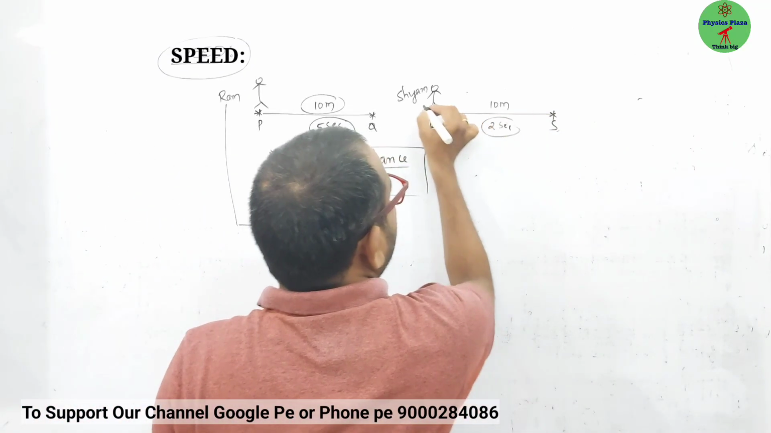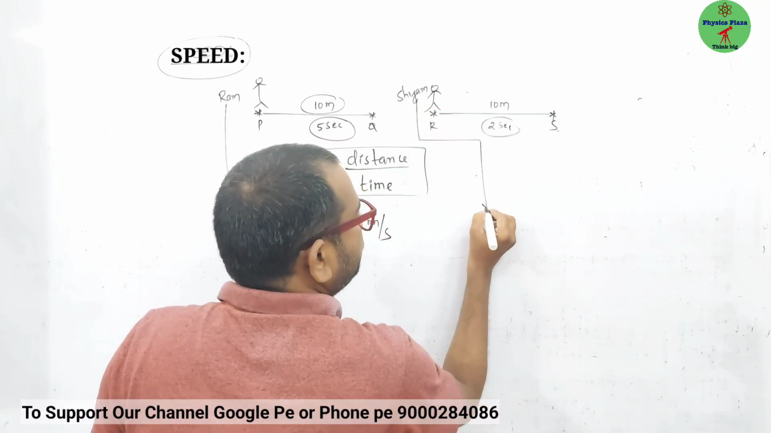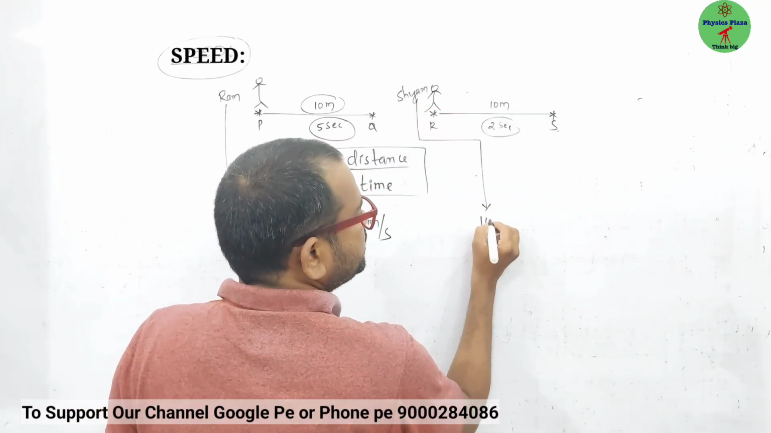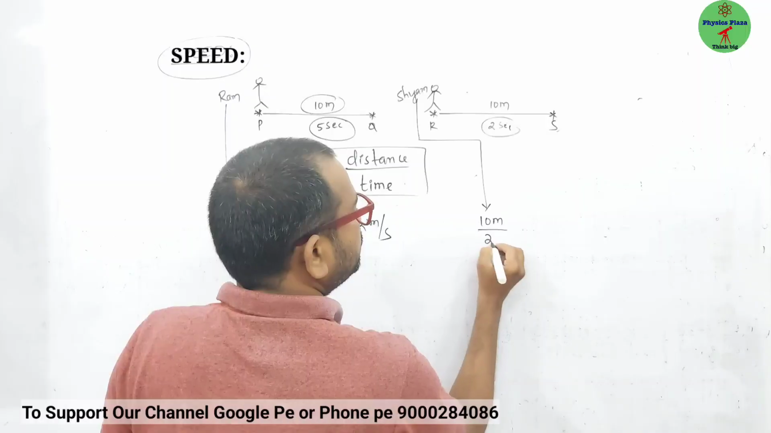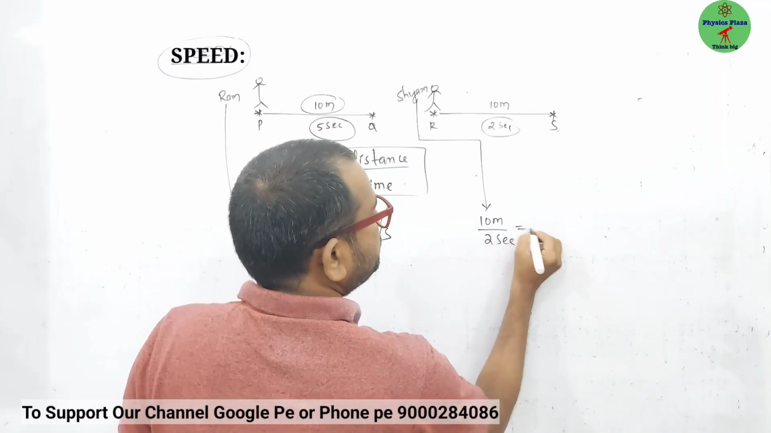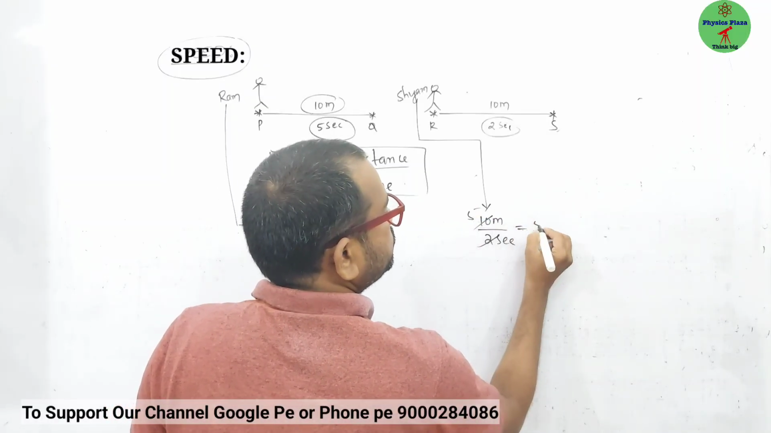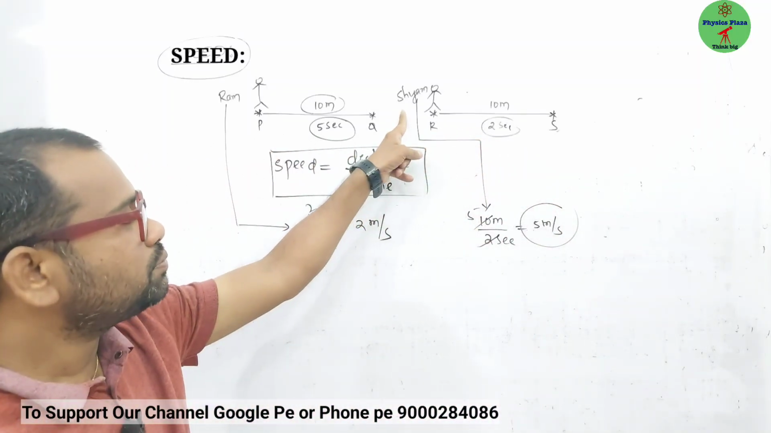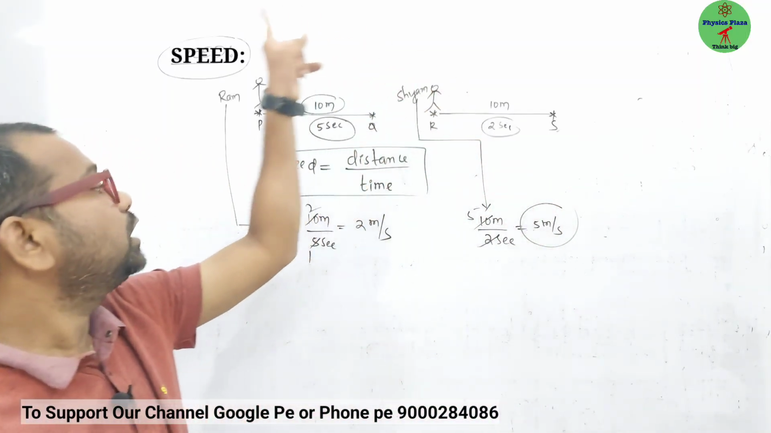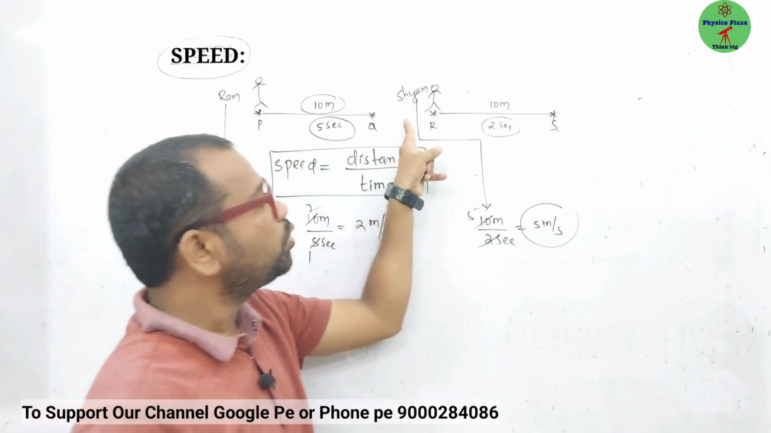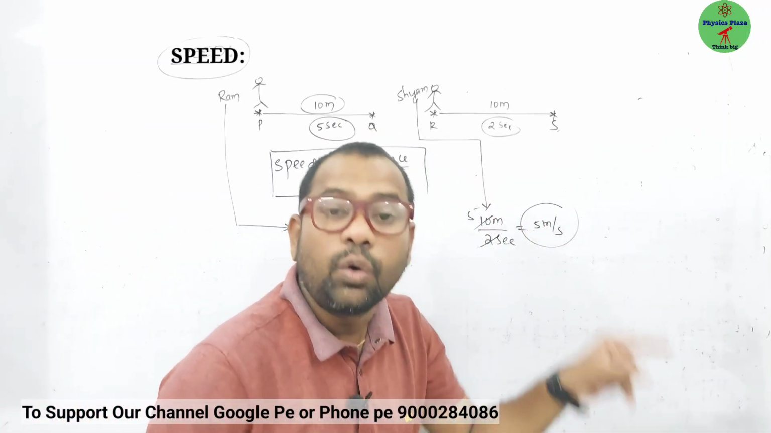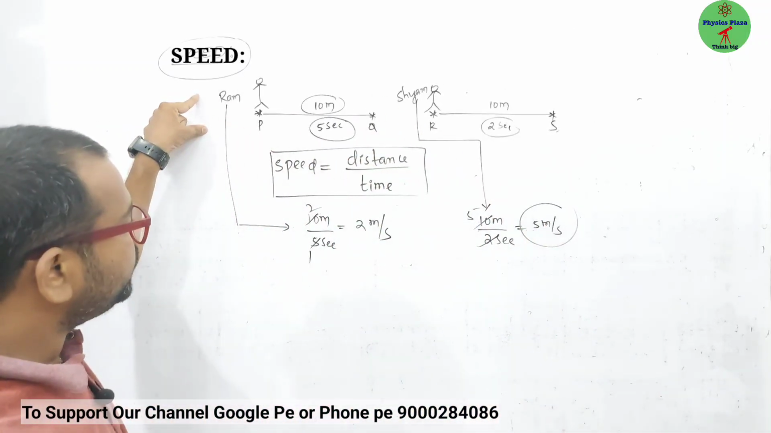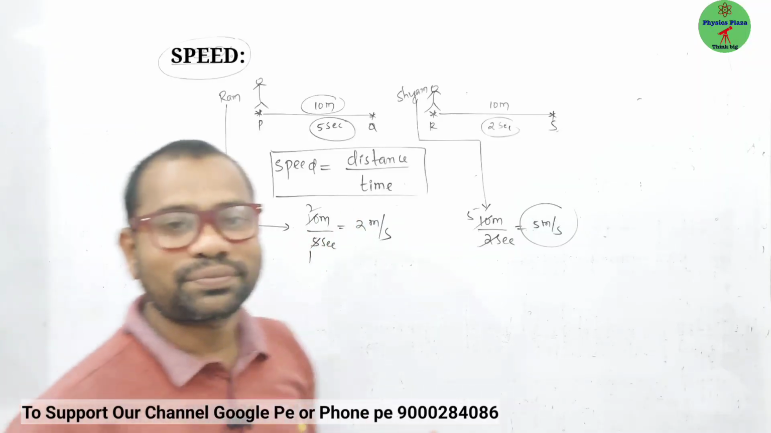How about Sham here? Now Sham, distance covered is 10 meters. Time is 2 seconds. So this will be 2 ones are 2, 2 fives are 10. So it is 5 meter per second. So Sham is faster than Ram, because Sham is moving with a 5 meter per second speed, whereas Ram is moving with a 2 meter per second.